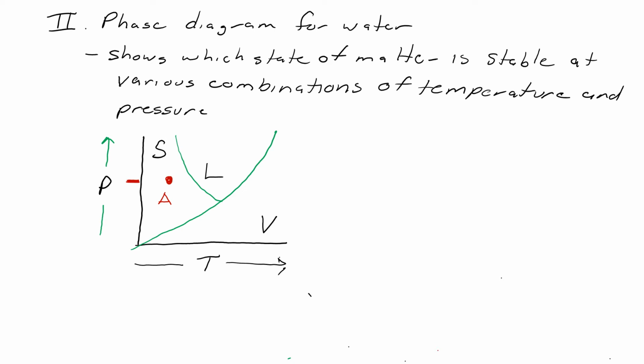So how are we going to move on this diagram if we add heat? We're going to move to our right. So let's say I add a little heat and I go from A to right here. That's a bad drawing, but you get the point. What do I have there? I still have ice. How is it different from the ice I had at A? It's just warmer. It's warmer ice.